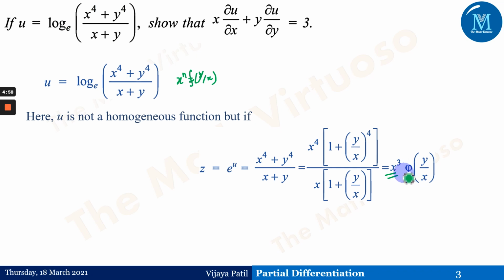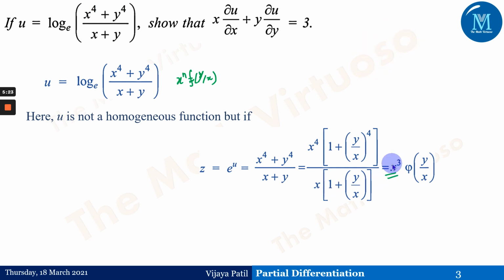Now I purposely have used phi. What is the intention in saying f of y by x? It's saying that it's some function of y by x. Whether you use f here or phi here doesn't matter. In some books you might see psi also as one of the functions. So that's the reason I have taken it in this way.